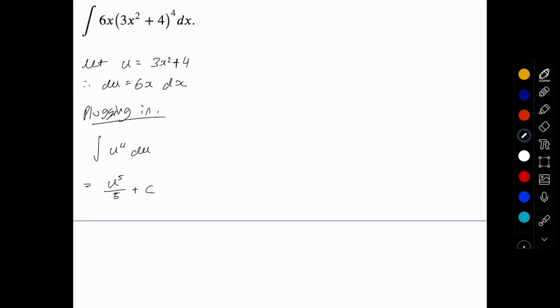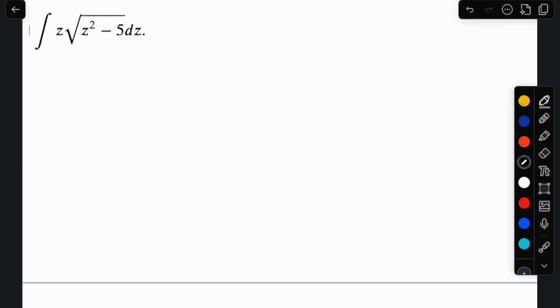And now we've got the answer in terms of u. We just have to get the answer now in terms of x. So how do we do that? Well, we're just going to plug in for x. We can therefore say, okay, fine, that's going to equal 3x squared plus 4 to the power 5 plus c. Okay, and that's going to be the final answer to the question there.